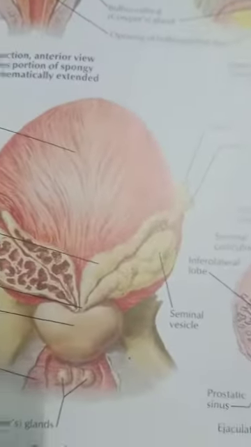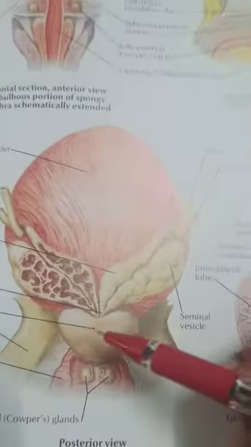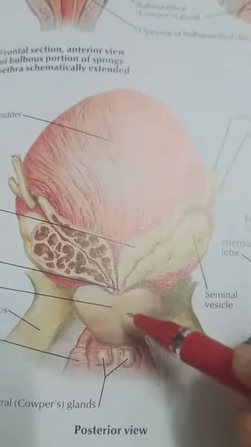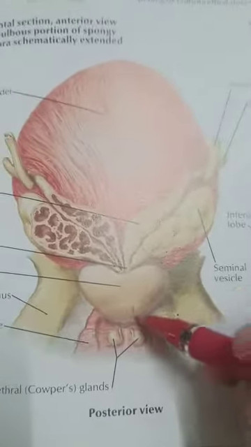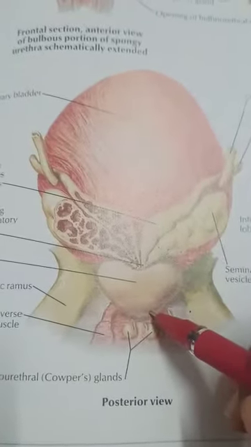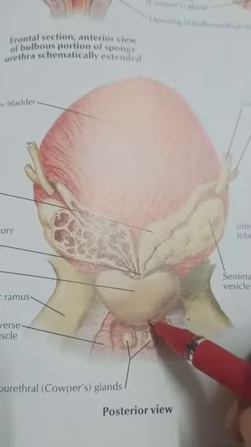The prostate gland is firm because of the presence of dense fibrous tissue. So it is made up mainly of dense fibrous tissue, so it is firm in structure.